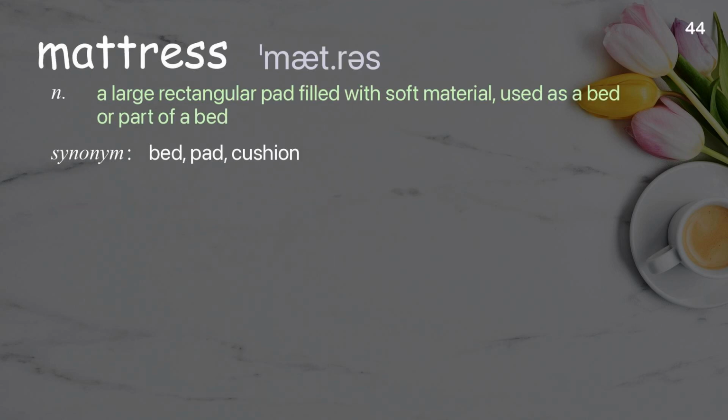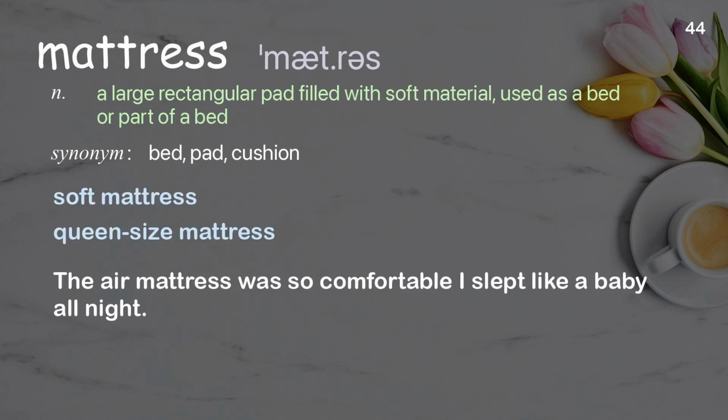Mattress. A large rectangular pad filled with soft material, used as a bed or part of a bed. Examples: soft mattress. Queen-size mattress. The air mattress was so comfortable, I slept like a baby all night.